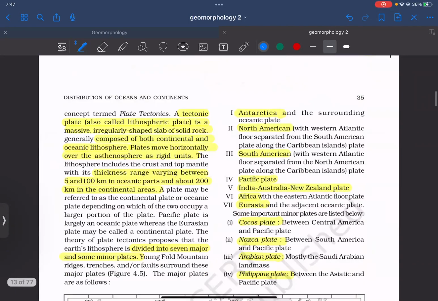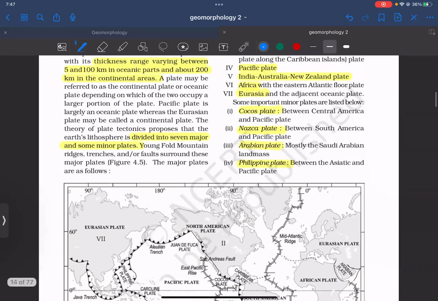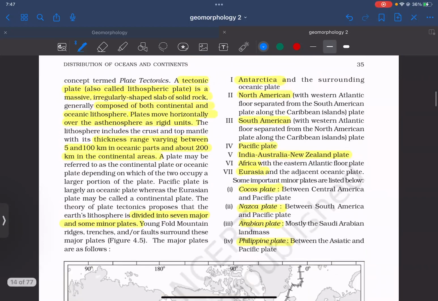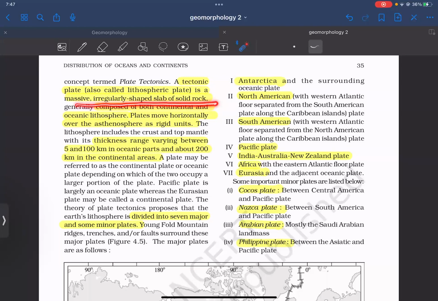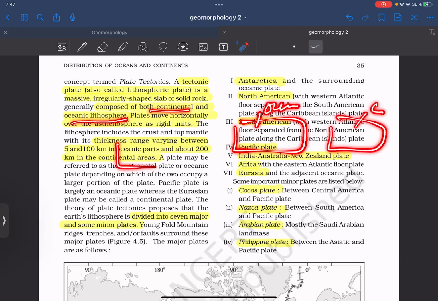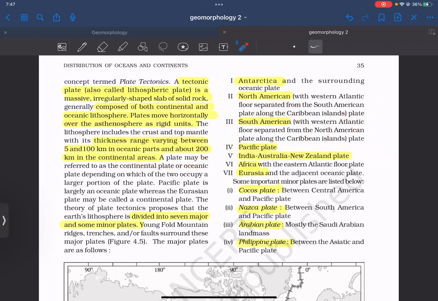Okay, before heading for it, what is a plate? Also called a lithospheric plate, it is a massive irregularly shaped slab of solid rock. So basically, the lithosphere has been broken into parts known as plates. And plates may consist of both continental and oceanic crust, or only oceanic crust, or only continental crust. And plates are moving horizontally over the asthenosphere. And how are they moving? With the help of convection current.